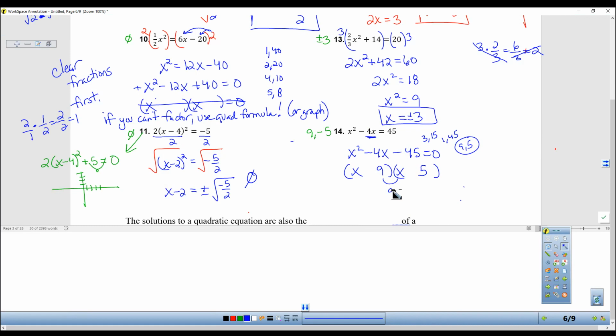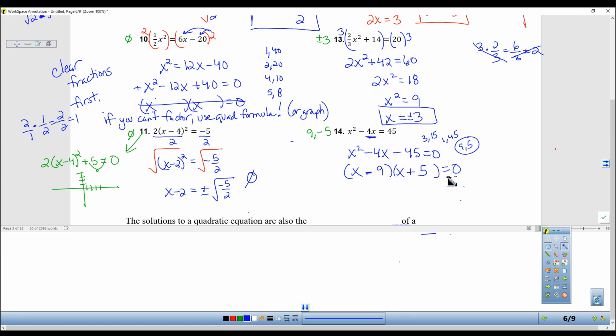And that gives me 9x and 5x. And I'm trying to get a negative 4x. So to get a negative 4x, the 9 would have to be negative and the 5 would have to be positive. So to make these two make a negative 4x, this would have to be negative and this would have to be positive. And then the last times the last does make a negative 45, so I can feel good about the factoring. No excuses for factoring wrong.